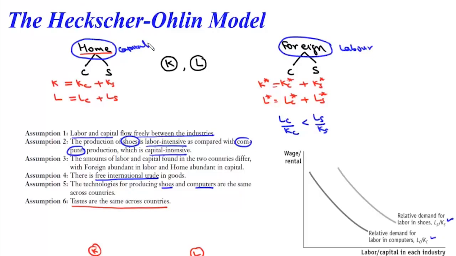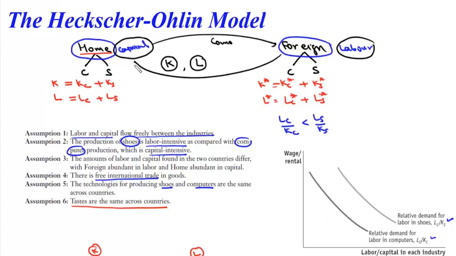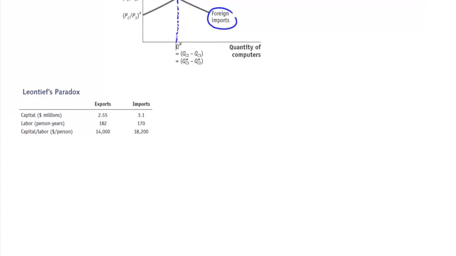So basically, the two countries trade because they have different resources. Home has capital and foreign has labor, and therefore home exports computers to foreign, whereas foreign exports shoes to the home country. Now with the Heckscher-Ohlin model, we study something called Leontief's paradox.